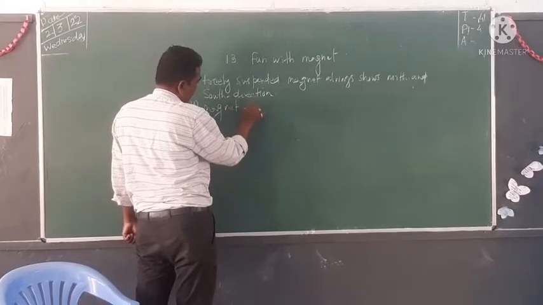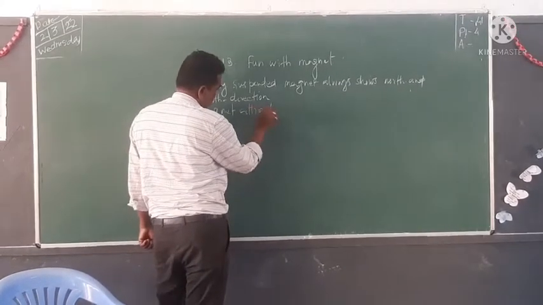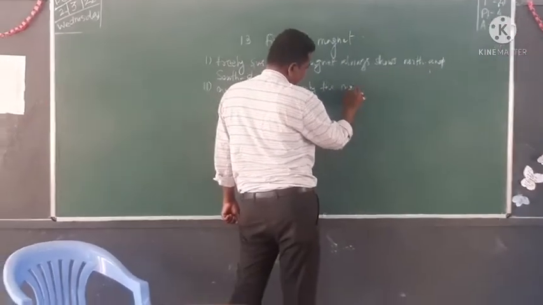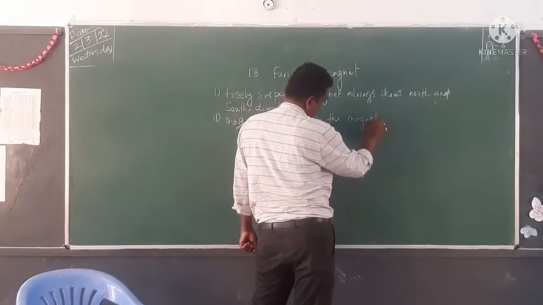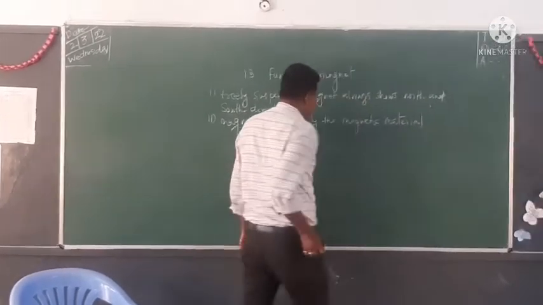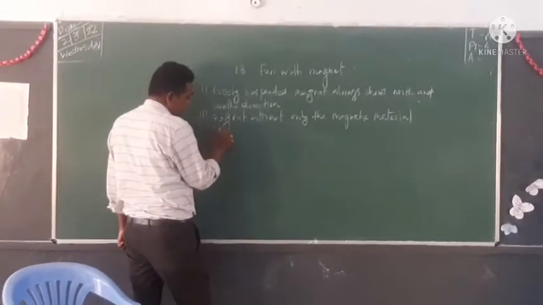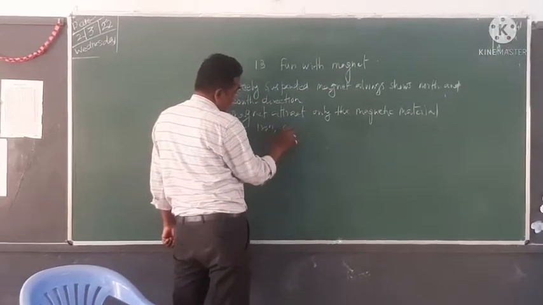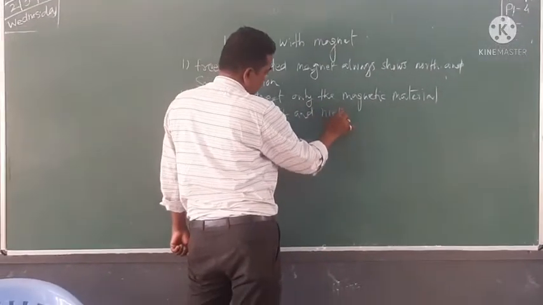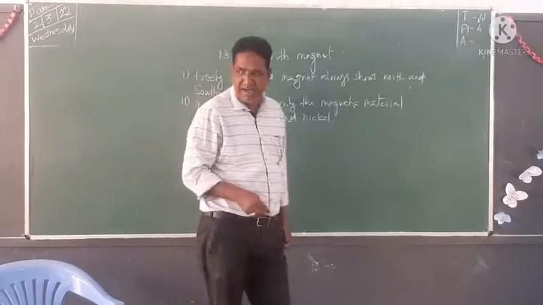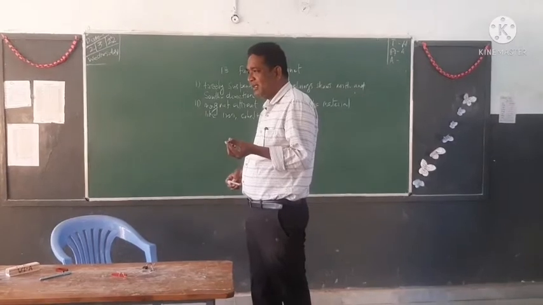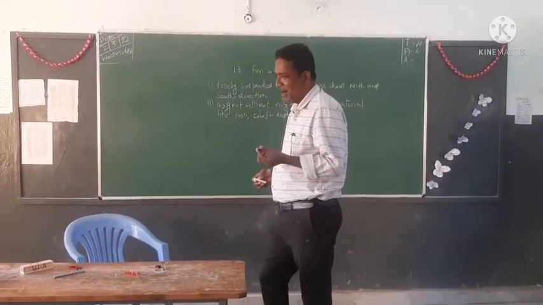So what is the property of magnet? Magnet attracts only metal, the magnetic material, है ना? An example of magnetic material is iron, cobalt and nickel. All these are the metals. समझ में आया? Yes, sir. And if you bring this magnet close to the non-magnetic material, it does not attract towards the non-magnetic material.